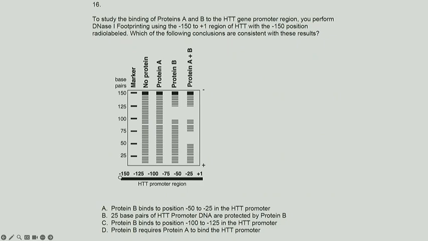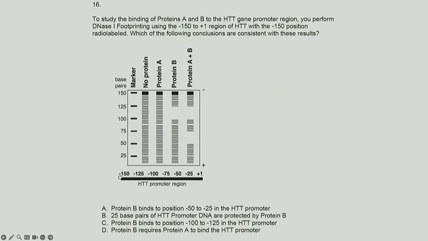How many base pairs of the promoter DNA are protected by protein B? 25, right? So the region between where that footprint is, from 100 to 125, 25 base pairs are protected. Protein B binds to position minus 100 to minus 125. That is not correct. There's no footprint on there for just protein B. And then finally with D, protein B requires protein A to be bound. No, it's reversed, exactly. Protein A doesn't bind by itself, but does bind when you have protein B.